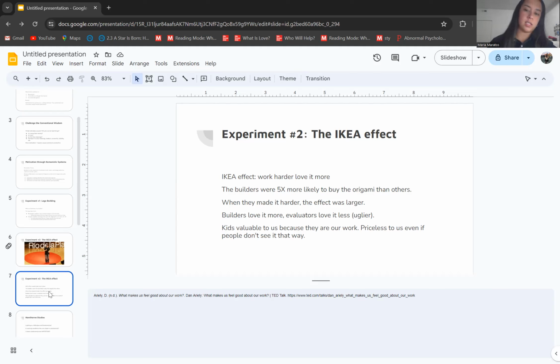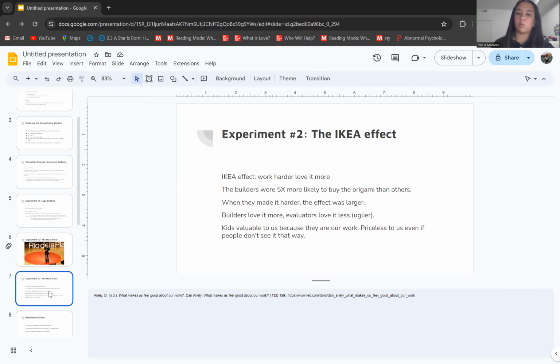And with this idea of the IKEA effect, there was an origami experiment. They had people build origami. The finding was that the builders were 5 times more likely to buy their origami pieces than the people who were just evaluating the origami pieces.